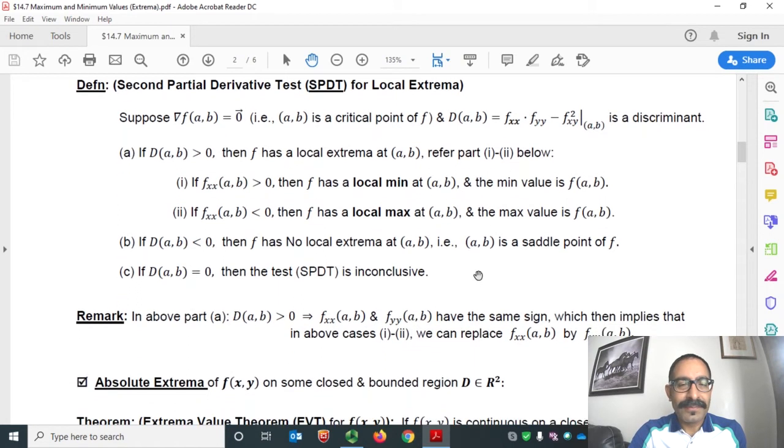Quick remark: in the above part A and subparts I and II, a positive discriminant implies fxx and fyy have the same sign, which then implies that in cases I and II, we can replace fxx by fyy. Meaning we can check fyy here instead. Great. So let's move on.